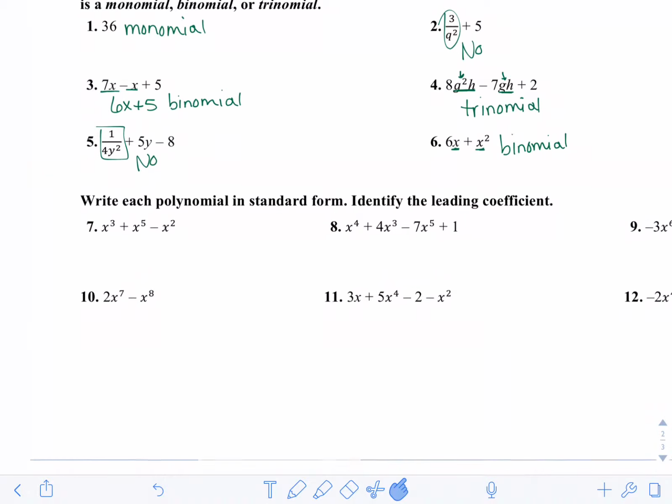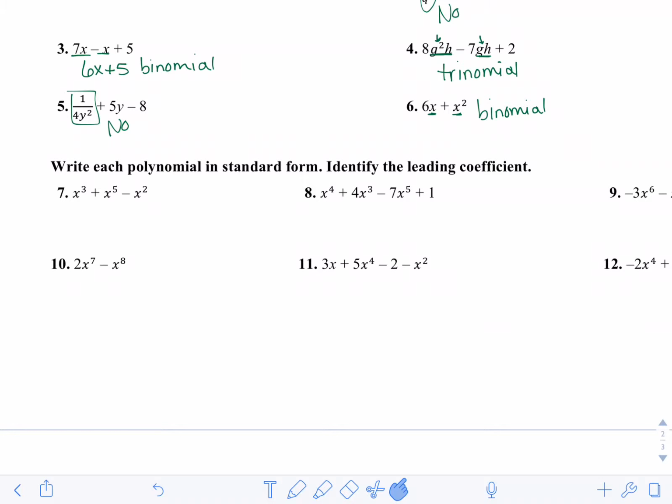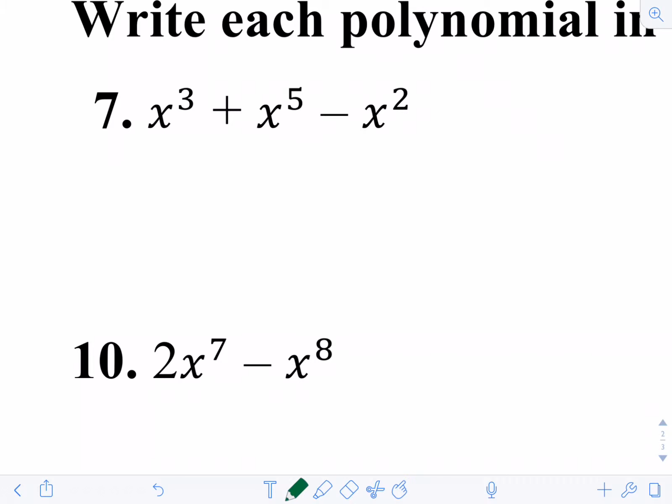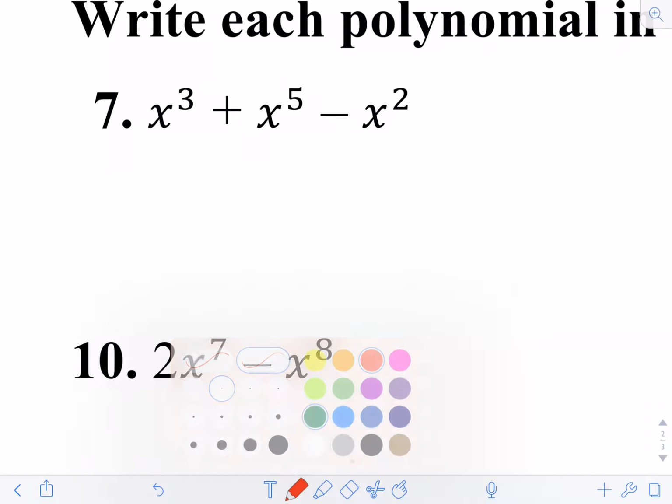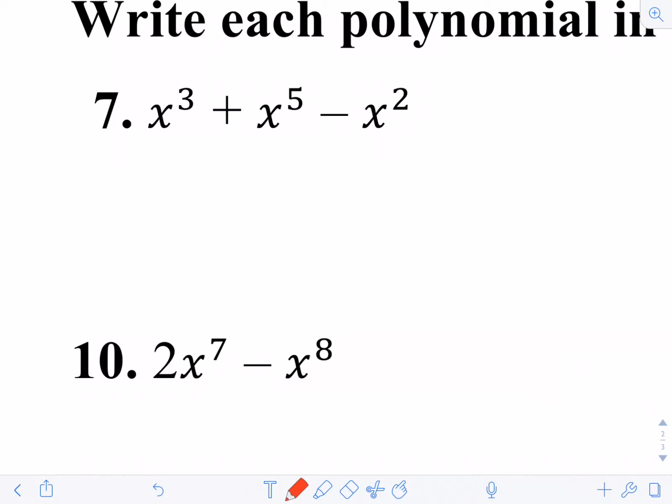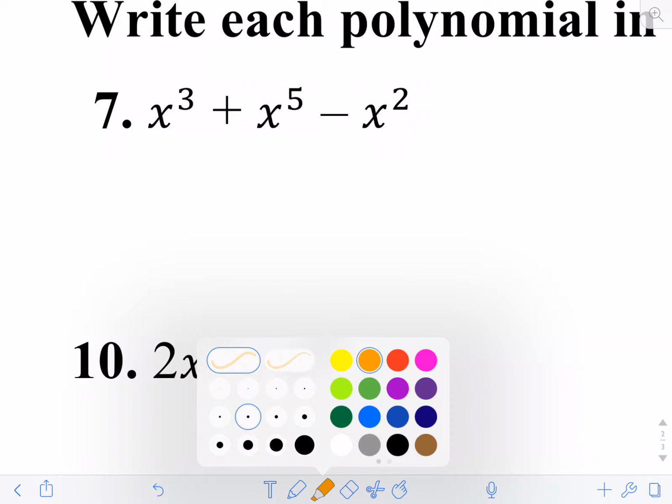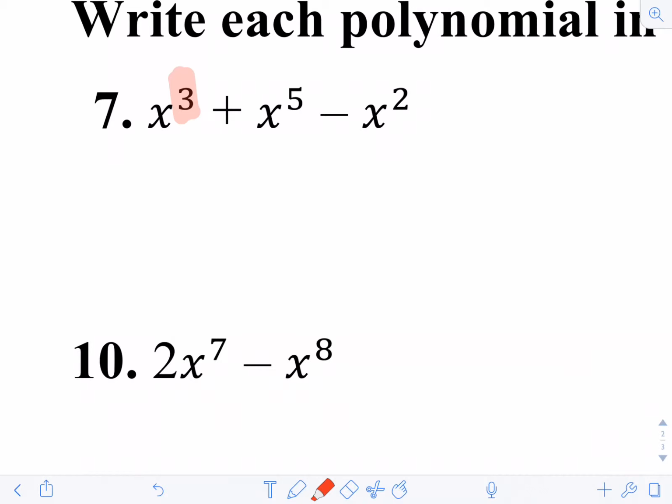All right. The next little section, write each polynomial in standard form. Identify the leading coefficient. Standard form means you take the highest degree and you go from the highest to lowest degree. So looking here, and I will highlight these so you can see it. You have a degree of 3, a degree of 5, and a degree of 2. So we're going to go with the highest one. So the highest degree we have is x to the 5th power. Then we have x to the 3rd power. And then we have this minus x squared.